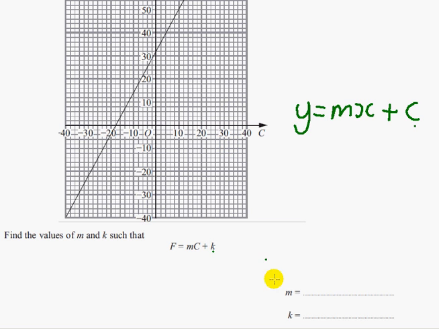So let's do that first of all. We have to find the values of m and k. So k is the easy one. Where does it cut the y-axis? Be careful of the scale, it's going up in 2's, so it cuts the y-axis at 32.